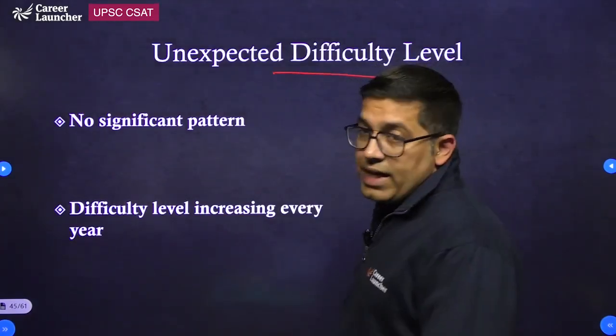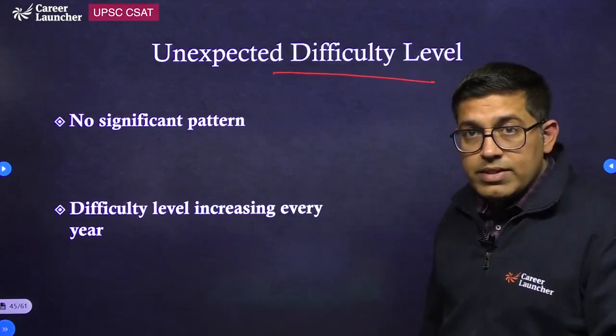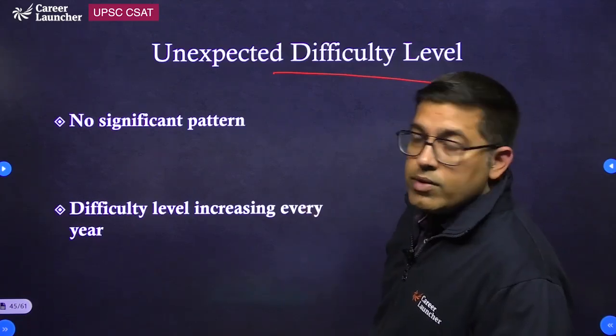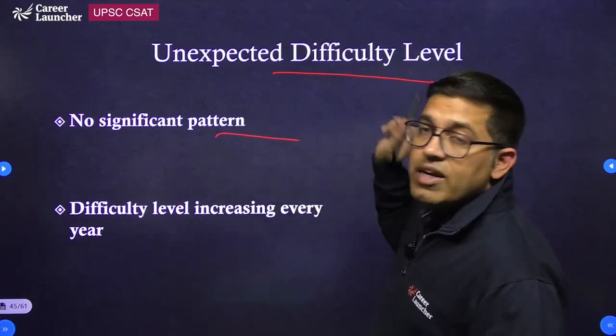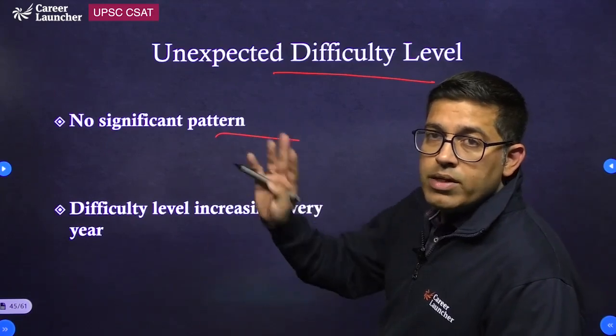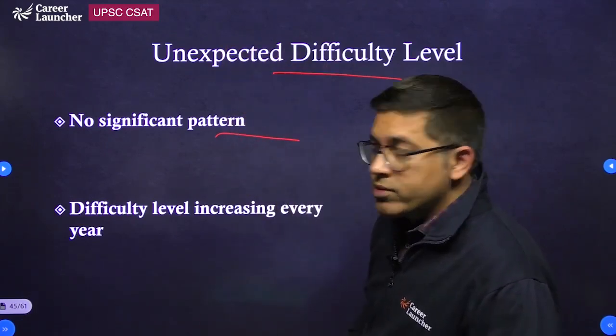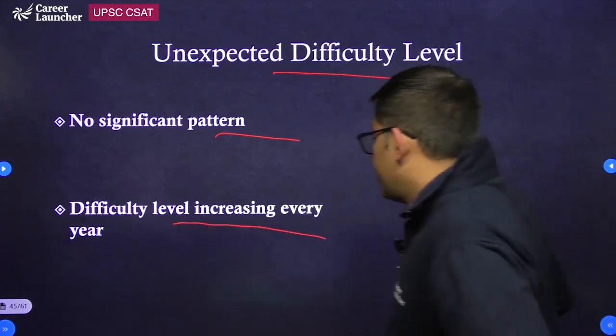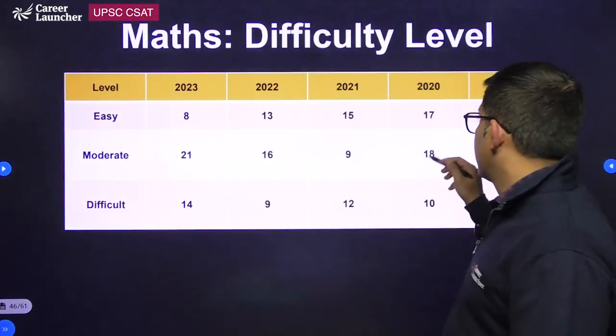Another point, which I have discussed a lot with you in my session today, is the unexpected nature of the paper. There is no significant pattern at all. From one topic, there used to be 11 questions, then 0 questions. And the difficulty level is increasing every year. I'll give you one example of the difficulty level increasing.